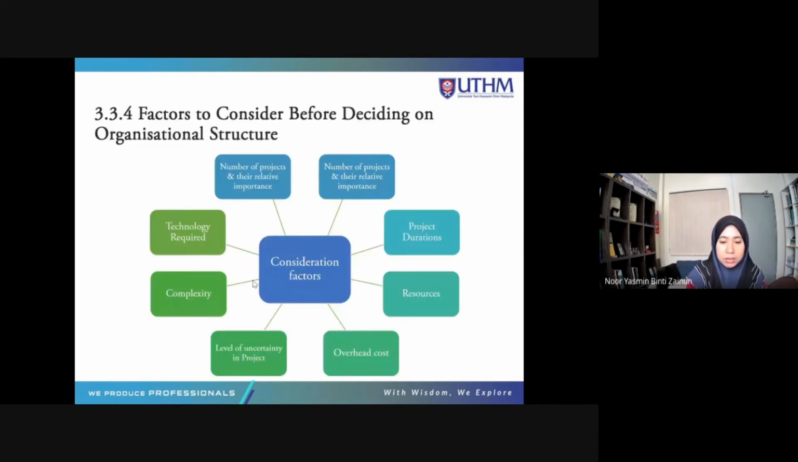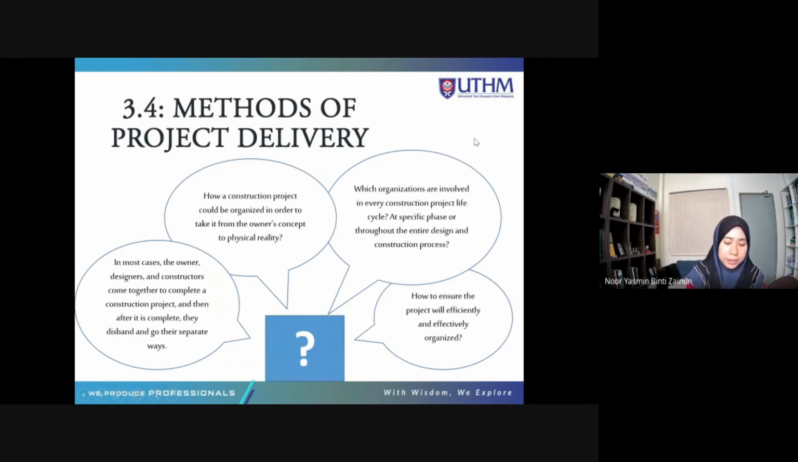So this is the consideration factors. It depends on the number of projects and their relative importance. Project duration sama. Resources, overhead costs, level of uncertainty in project, complexity and technology required. So these are considerations, factors that you can use to choose which organization type that's suitable for the project.